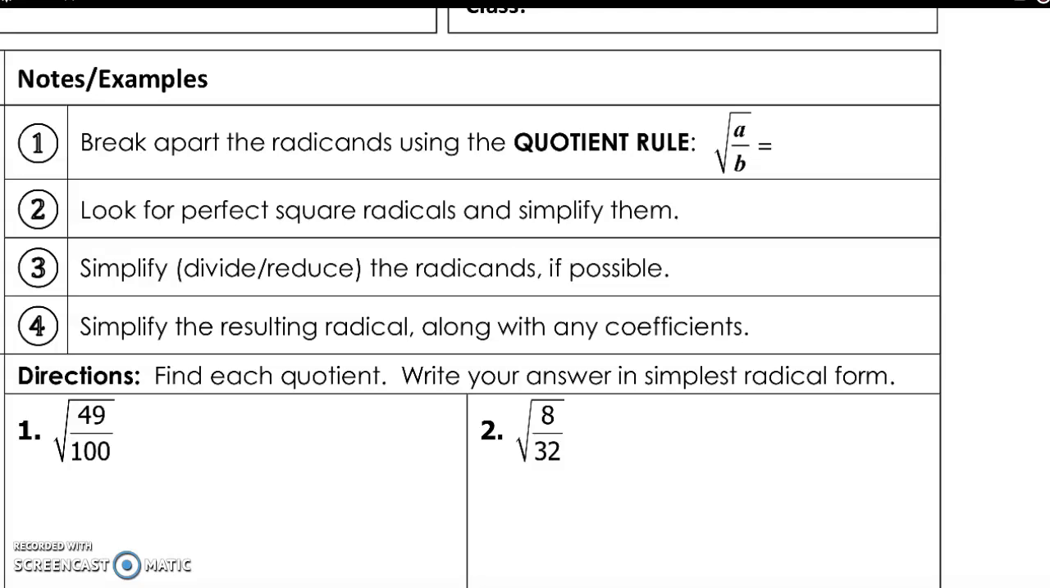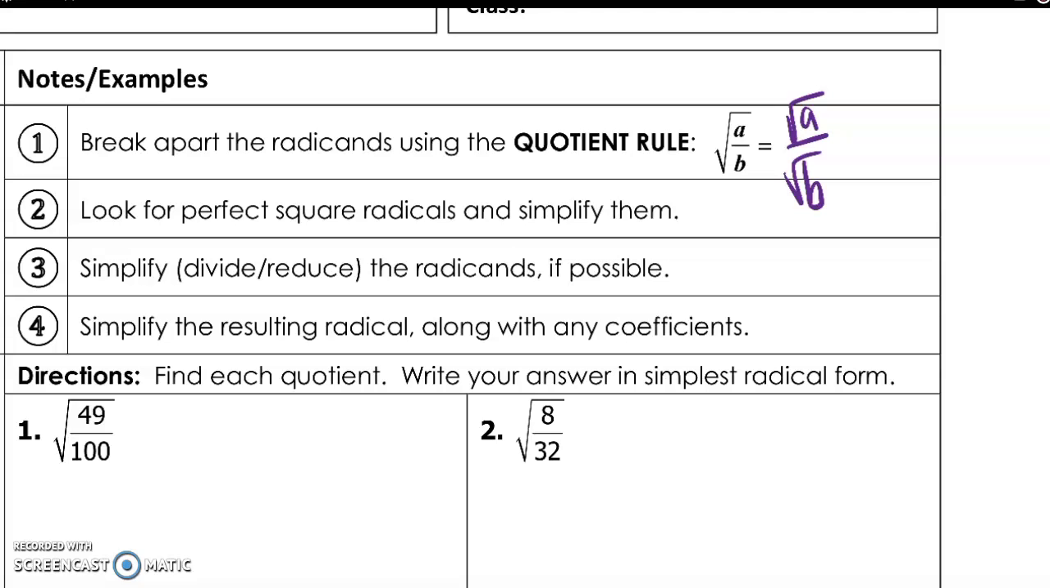So if you have a big square root with a fraction underneath, you can separate it into two separate radicals. But it can also go backwards. So some of them we're actually going to divide before we do the square roots. Other ones we want to break them apart right away.